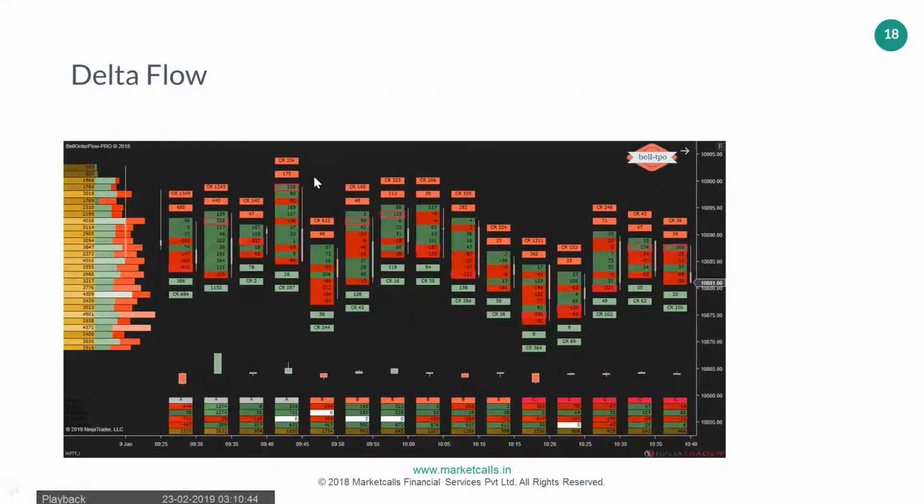Coming back to here again, there is a delta flow. Delta flow talks about whether smart money is in a buying mode or not. Based on that, we have a delta flow strategy. Most of the delta flow strategies go like this. Let's say, maybe we talk about that strategy tomorrow. Anyways, I'll give you a glimpse of how it looks.